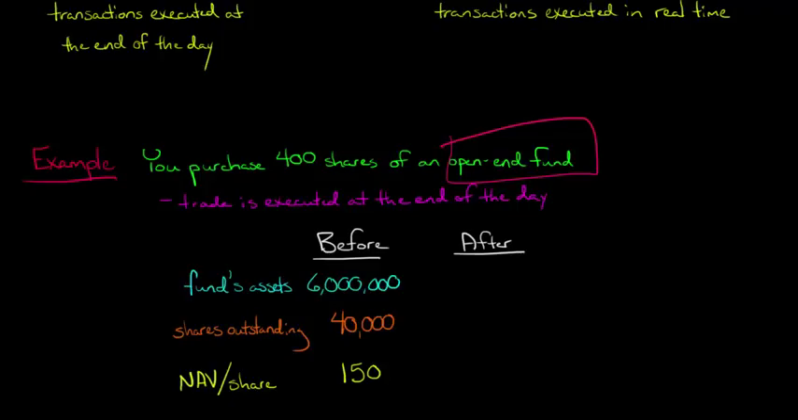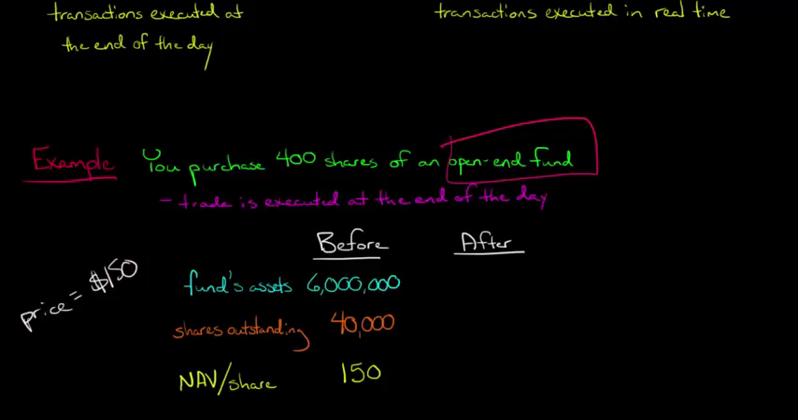So before the trade takes place, the fund has assets of $6 million, and the fund has 40,000 shares outstanding. So you take the $6 million and divide it by the 40,000 to get the net asset value per share. Now you might say, why does this matter? Why do we care about this? Well, because we want to know the price, right? This is the price you're going to get charged. You're going to get charged $150 a share for these 400 shares. Why? Because that's the net asset value per share. And again, this is going to be executed at the end of the day.